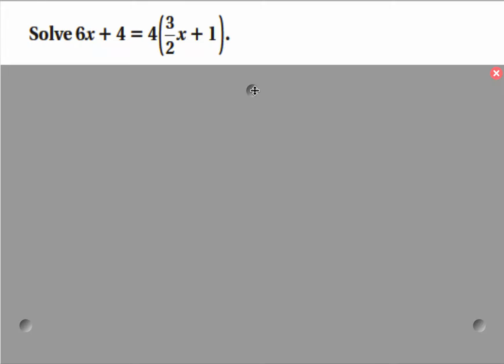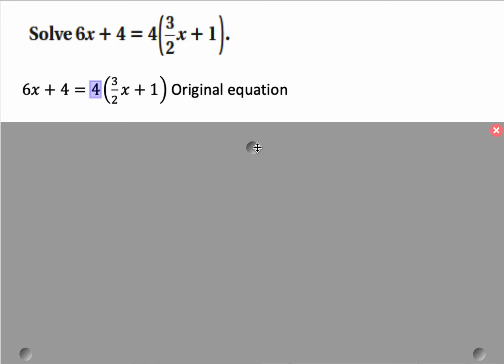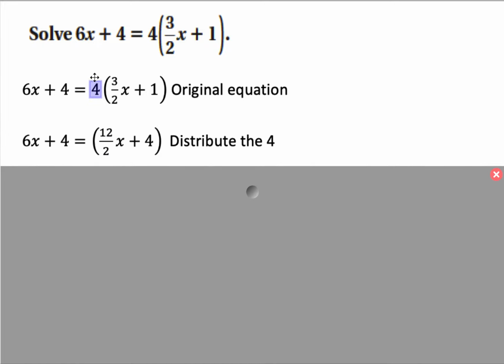I've color-coded some things here since I'm not able to easily write. I start with the original equation. Now I've highlighted in a bluish purple color the number 4. I'm going to distribute that. 4 times 3 halves is 12 halves. 4 times 3 is 12. And 4 times 1 is 4.